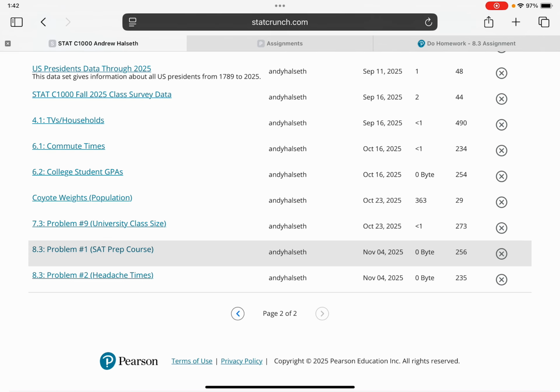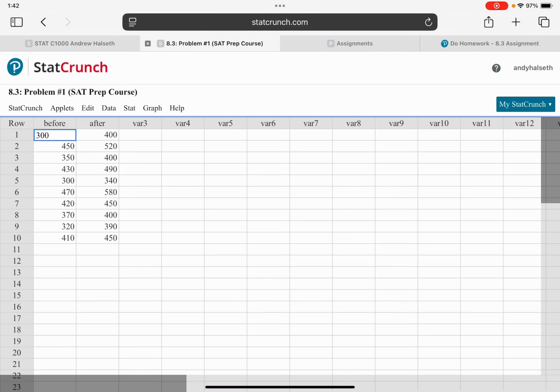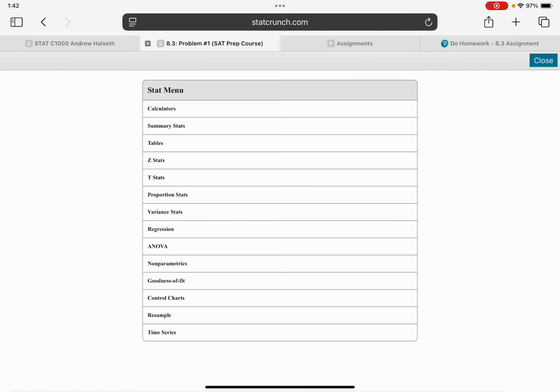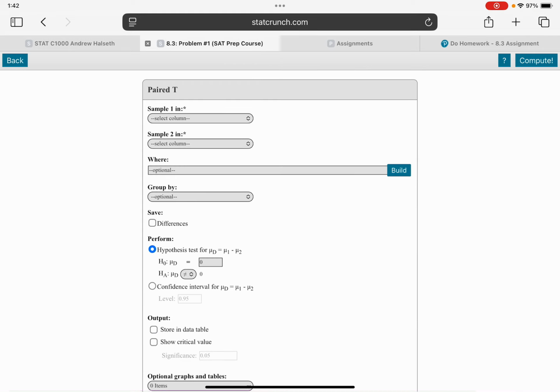Let's see. I've already done a little bit here, but I'm going into my groups, and it's this problem, SAT prep course. So I load the data into StatCrunch, right? That would be step 1. And then where we're going is Stat, T Stat, right? Because we're using the T distribution on these, and it's paired data. So it's that third one down, paired.